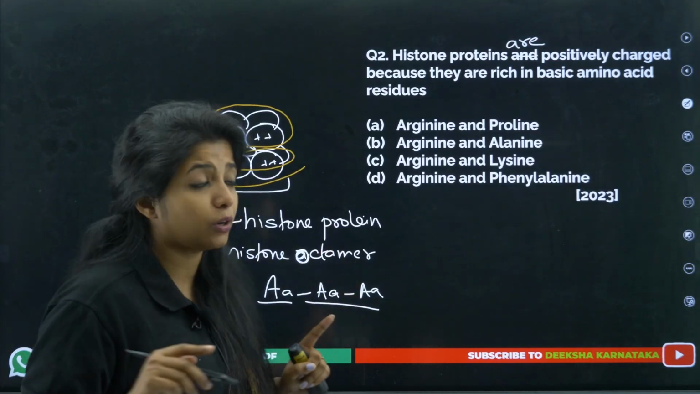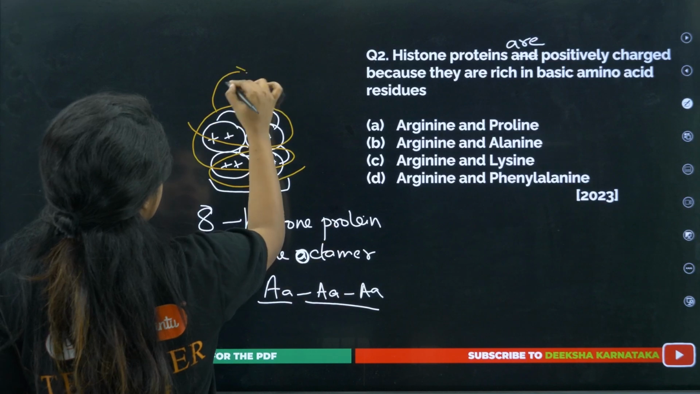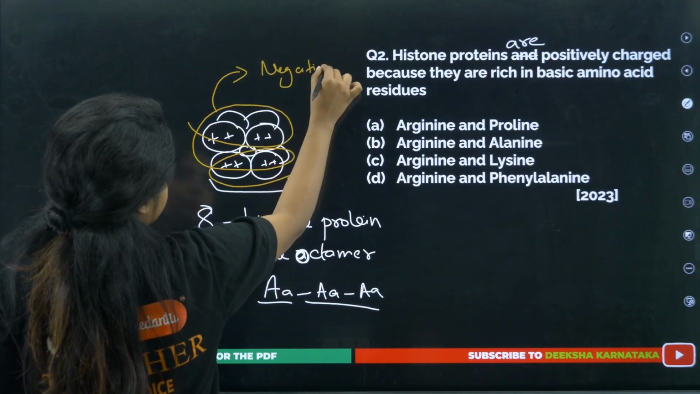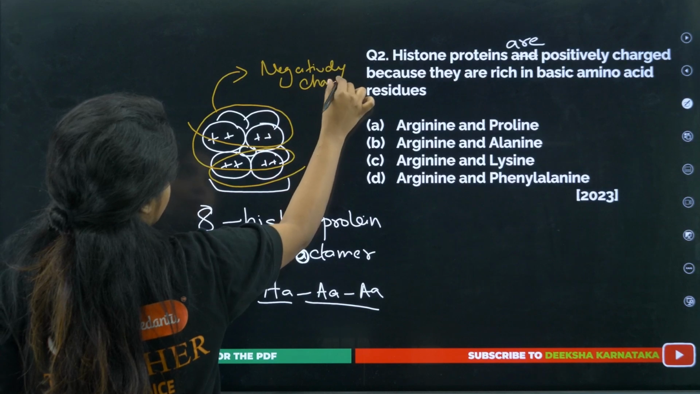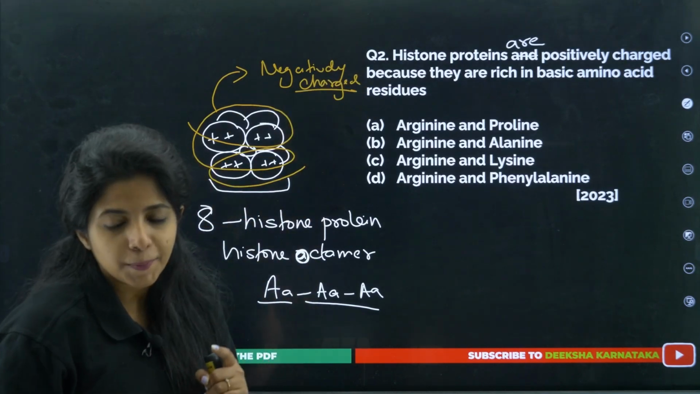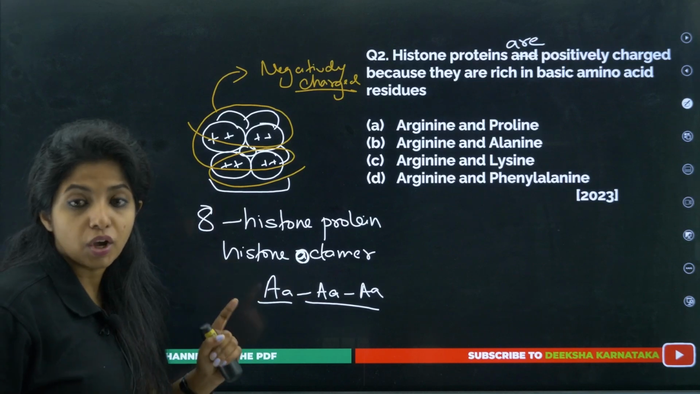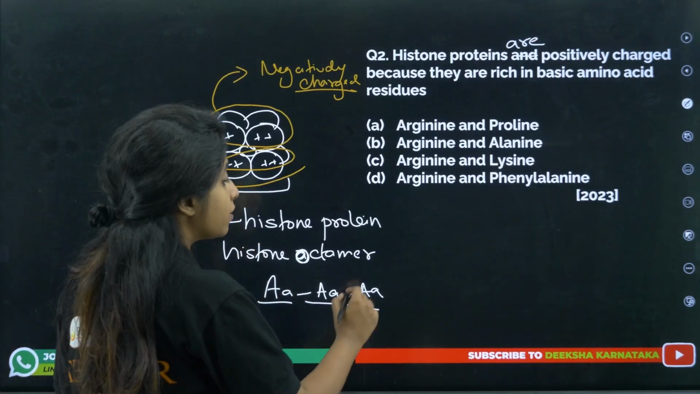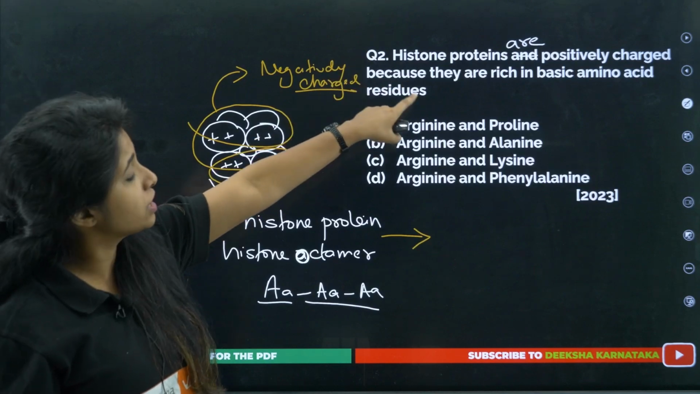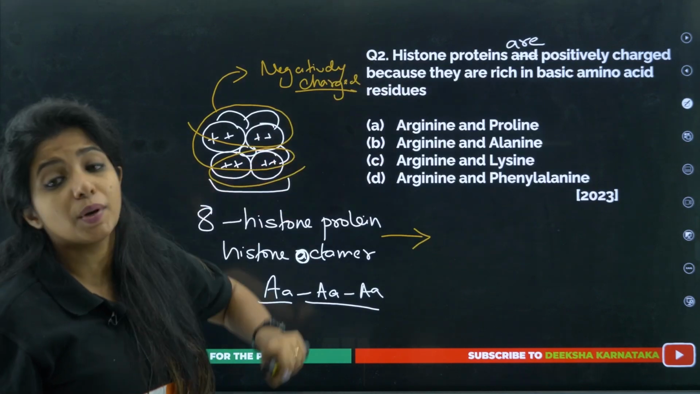One very important fact about DNA, children, is that it is negatively charged. So if the proteins are also negatively charged, will it wrap around? No, it will repel. So we need positively charged proteins. For that, this particular protein should be rich in certain amino acids. That is the question. So histone proteins are positively charged because they are rich in basic amino acid residues.